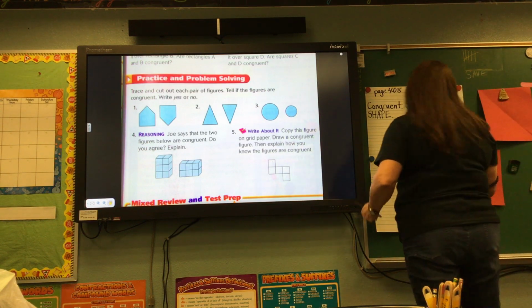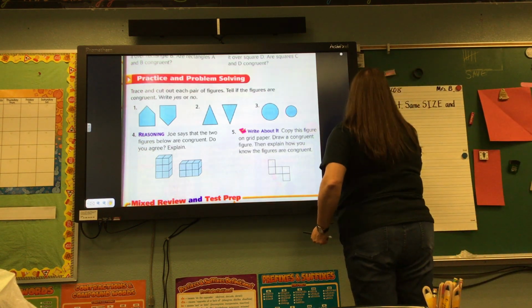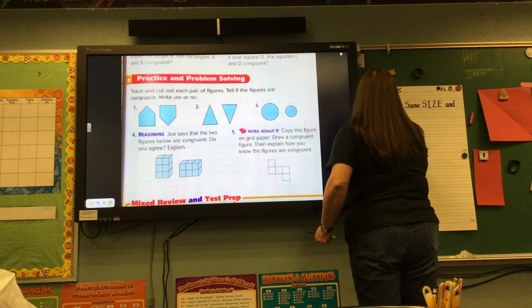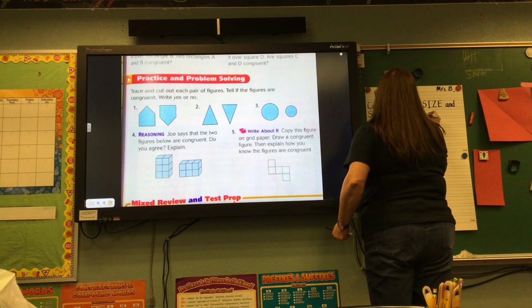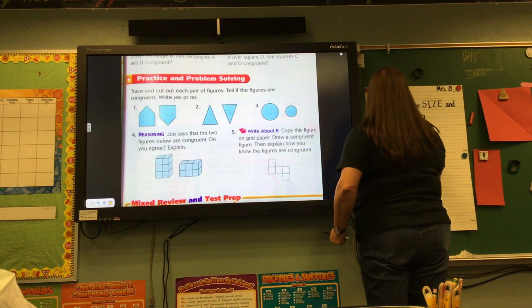Now on my paper up here, I didn't get a chance to write. I believe it was letter A. We've discovered that letter A was the same size as B, but letter C sure was not the same size as letter D.